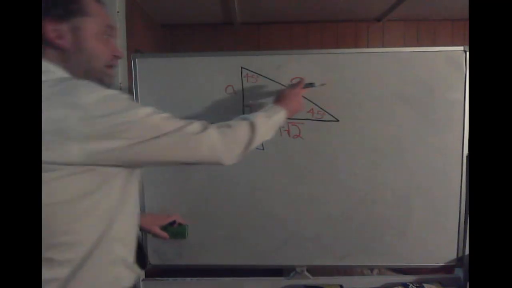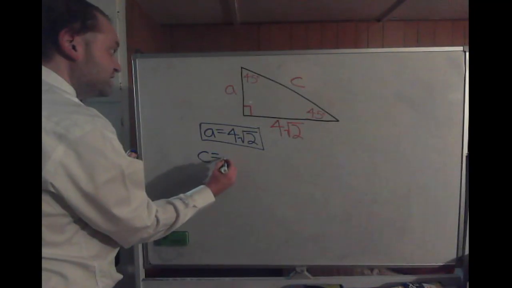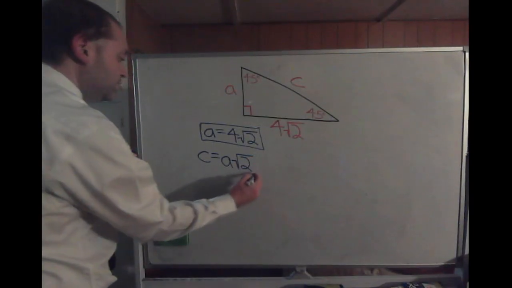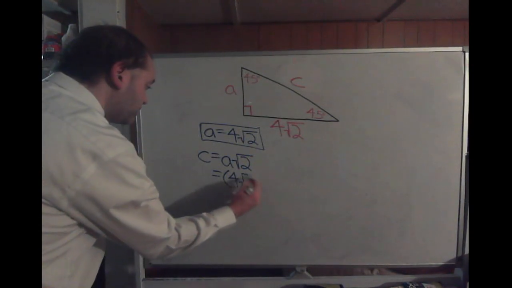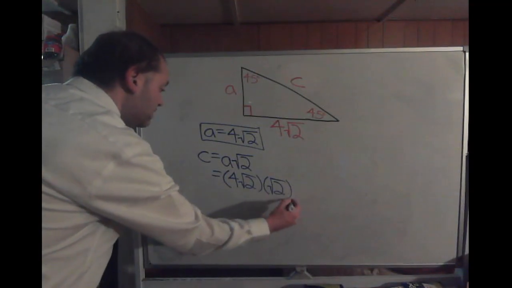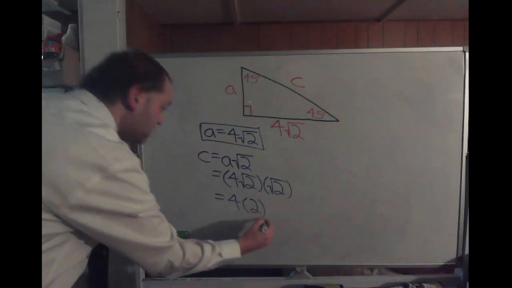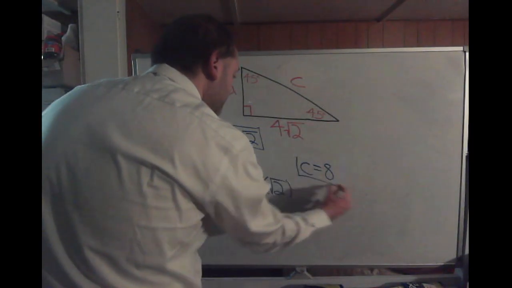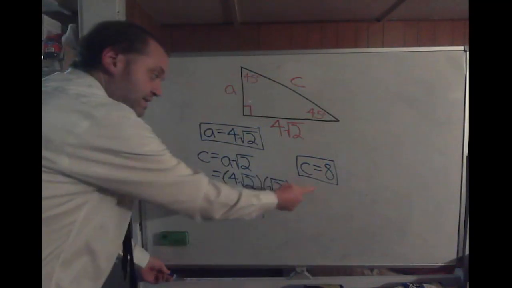Now, what about the length of the hypotenuse, C? So C, you could say, is equal to A times the square root of 2, which would equal the quantity of 4 times the square root of 2 times the square root of 2, which would mean 4 times 2, which means the length of your hypotenuse, C, would have to have a length of 8. So your hypotenuse, C, has a length of 8.